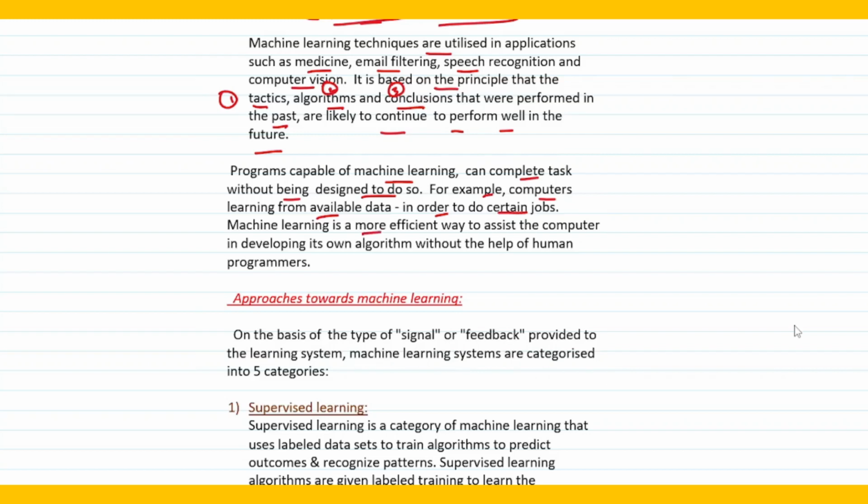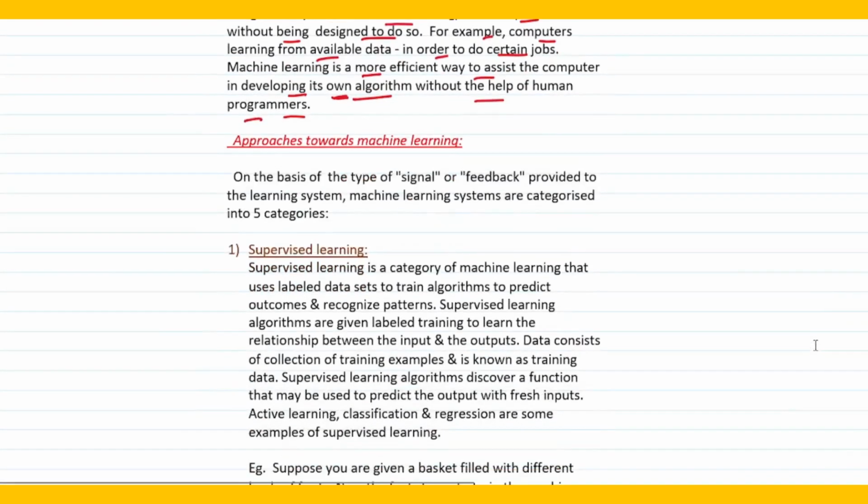Machine learning is a more efficient way to assist the computer in developing its own algorithm. So the key point here is that it can develop its own algorithm without the help of human programmers. So human interference is not exactly required as far as machine learning is concerned. Okay, now we talk about approaches towards machine learning. On the basis of the type of signal or feedback provided to the learning system, machine learning systems are categorized into 5 categories. So machine learning systems basically have 5 categories in all.